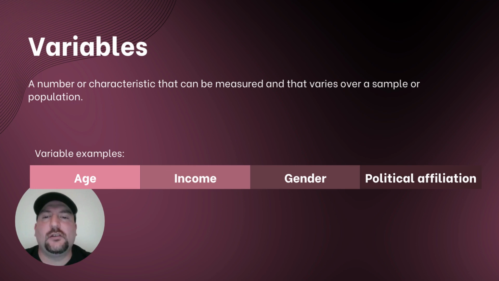Before we start, we need to learn more about variables. What is a variable in statistics? A variable is defined as a characteristic that can be measured and that varies over a sample or population. For example, age, income, gender, and political affiliation are variables that can be measured.